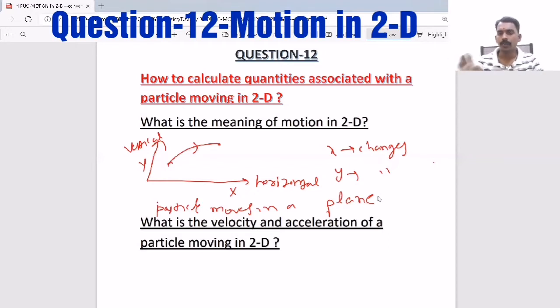That means two perpendicular axes will be there. So for every particle in two dimension, there is one x displacement and one y displacement. Just like here I am showing you in the diagram. So this is the first point and this is the final point. There is one x displacement and one y displacement. Change in x coordinate is x displacement. Change in y coordinate is y displacement.